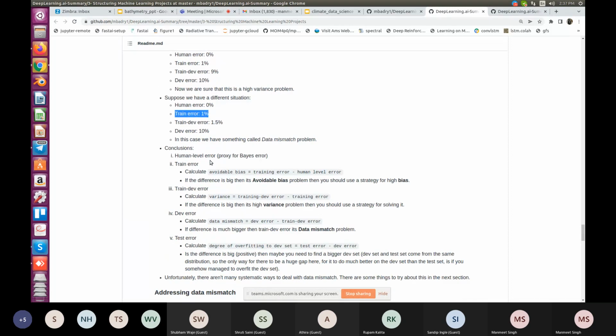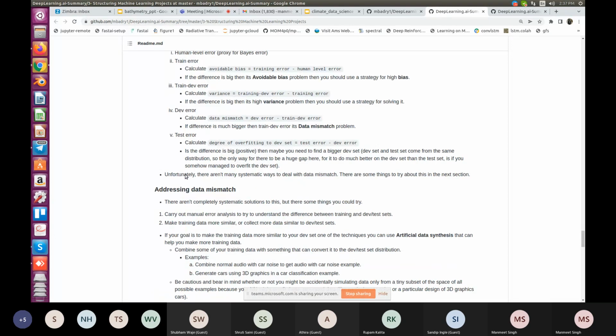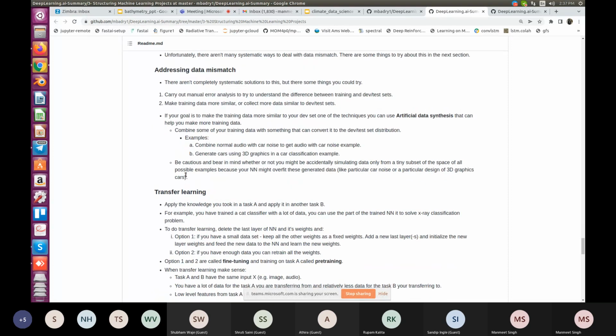So then yeah, these are the conclusions. There are no systematic solutions to address data mismatch, but there are some things that you can try. You can carry out manual error analysis to understand the difference between training and dev test sets. You can make your training data more similar, or collect more data similar to the dev test set.